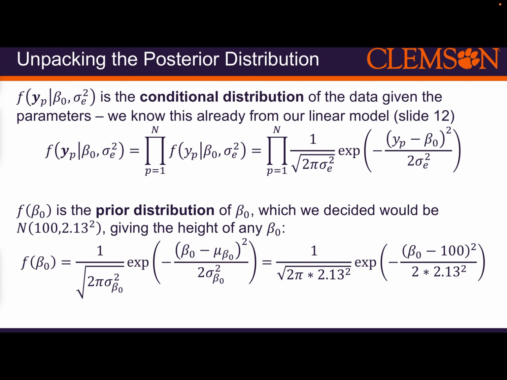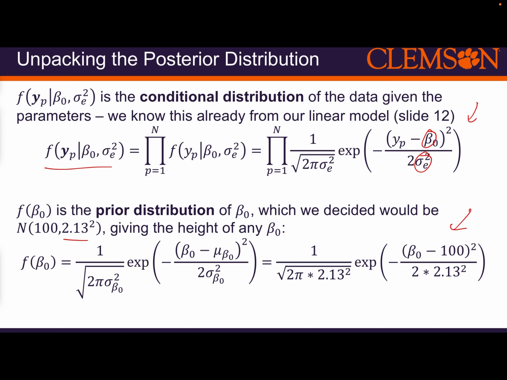Okay. So if we unpack it, here we go. This is the distribution of our data, conditional on the parameters. It turns out that that right there is our linear model. That's from our normal distribution, right? The mean of the normal distribution is beta 0. The variance was sigma squared e. We know that the beta 0 has a prior distribution with a mean of 100 and a variance of 2.13 squared. We can plug those into a normal distribution.